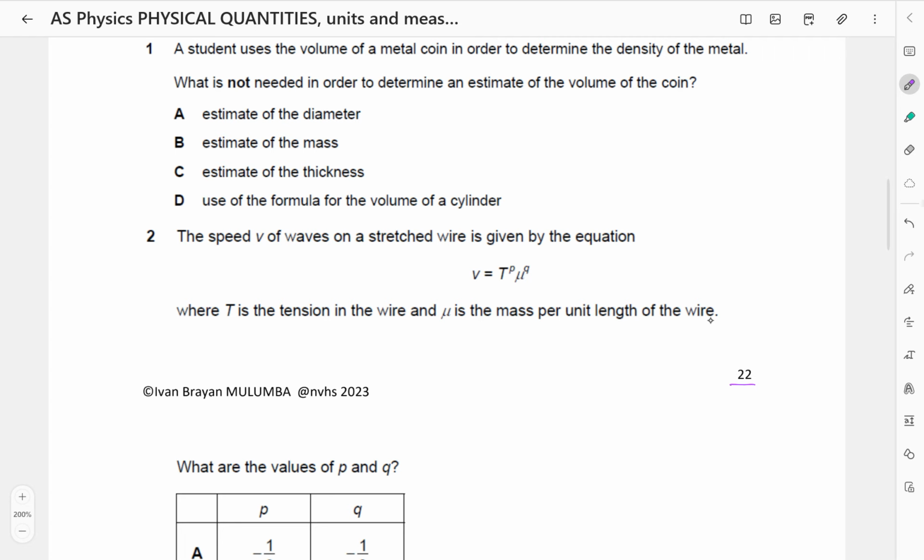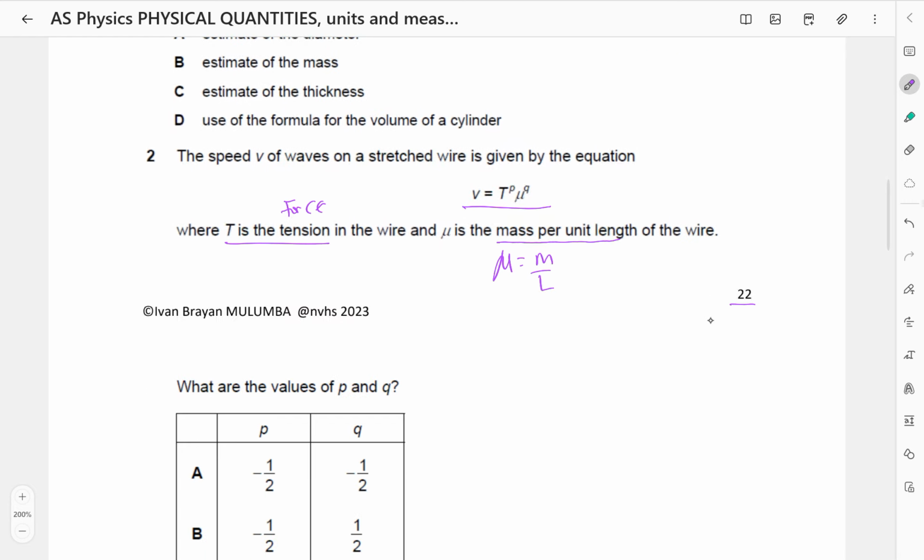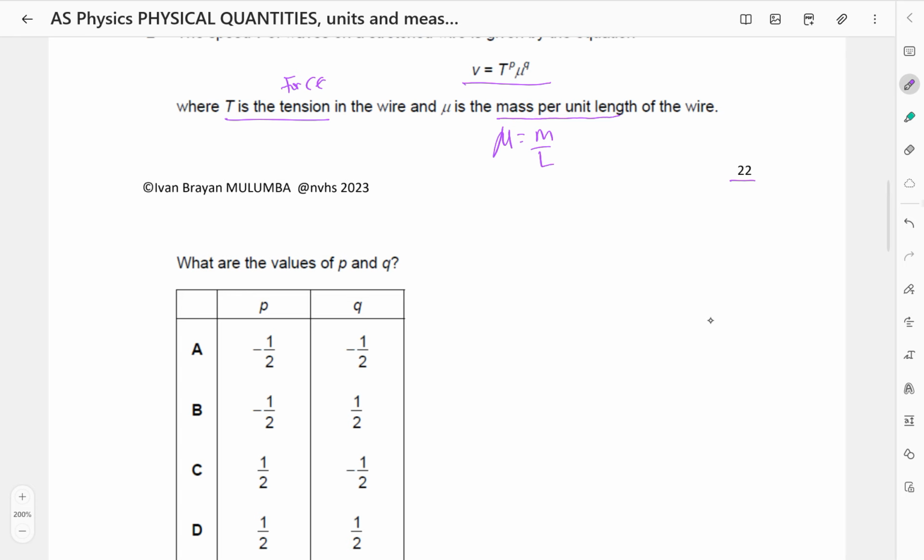The speed v of waves on a stretched wire is given by this equation, v equals T^p μ^q, where T is the tension, so that is a force in the wire, and μ is the mass per unit length. So μ is equal to mass over length. What are the values of p and q?